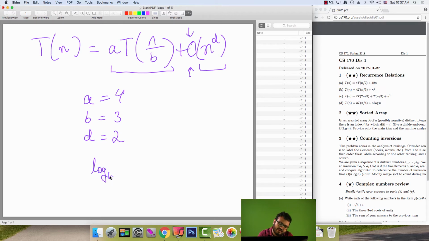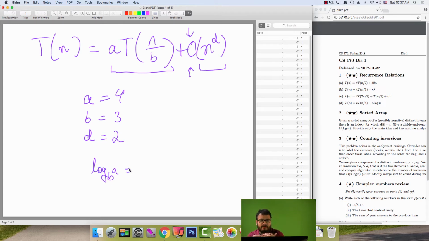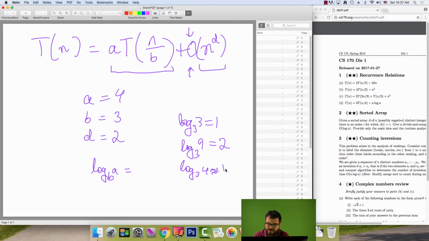Well, let's figure out what log base b of a is. In your exams, you aren't allowed calculators, and you might be like, I don't know how to calculate log base 3 of 4. That's okay. What you do know is that log base 3 of 3 is 1, and log base 3 of 9 is 2. So indeed, log base 3 of 4 is going to be somewhere 1.1 something. Maybe it's 1.2. I don't even know, but it doesn't matter, because we just need to compare this to 2.